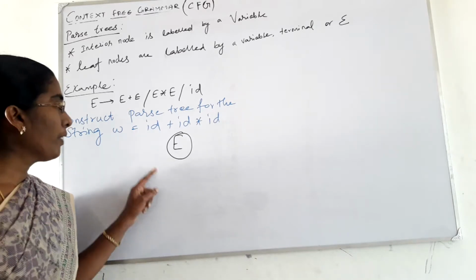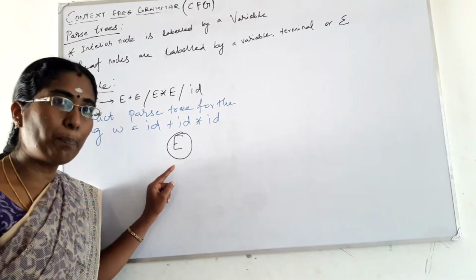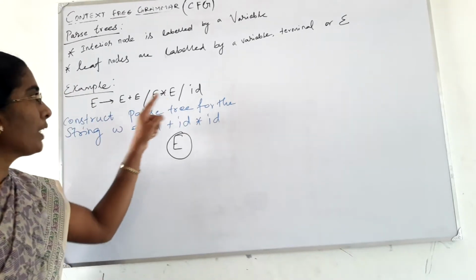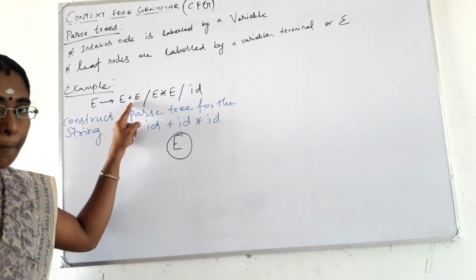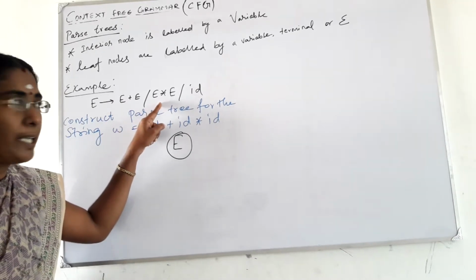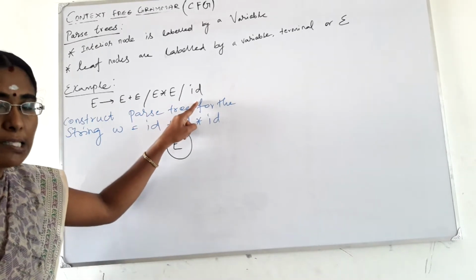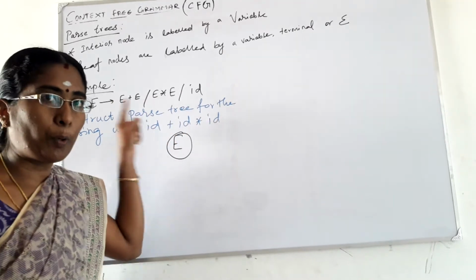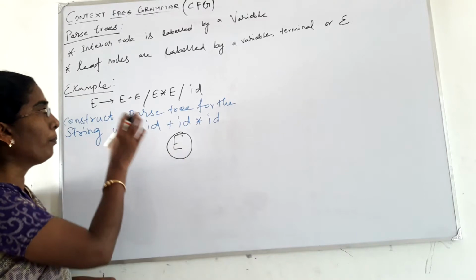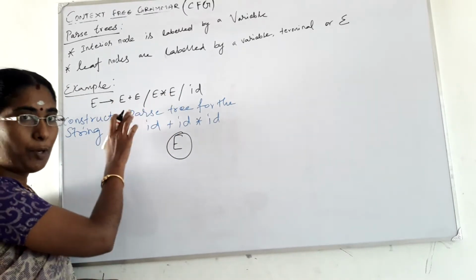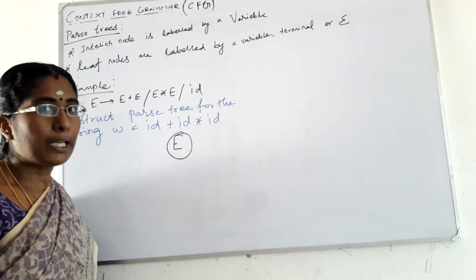Next, we replace this by using productions. Here we have three productions. The first production is E implies E plus E. The next one is E implies E star E. And the next one is E implies ID. These are the three productions. Now replace the start symbol by using any one production. Among these three we will replace it by any one.